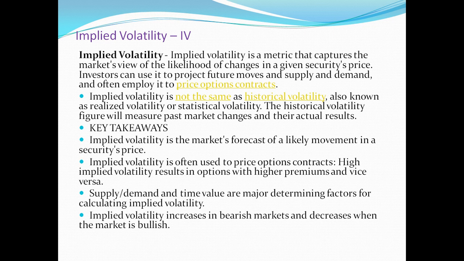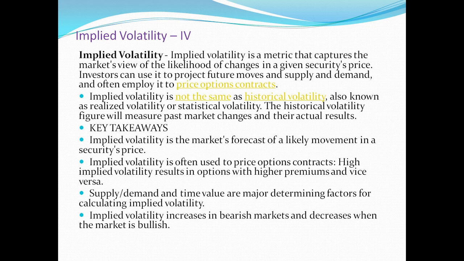Let's look at what the takeaways are. Implied volatility is the market forecast of likely movement in a security price. Implied volatility is often used to price option contracts. High implied volatility results in options with a higher premium and vice versa. Supply and demand and time value are the major determining factors for calculating implied volatility. So these two are the major factors: supply and demand, which is an economic factor, then time value. These two are used to get the implied volatility.